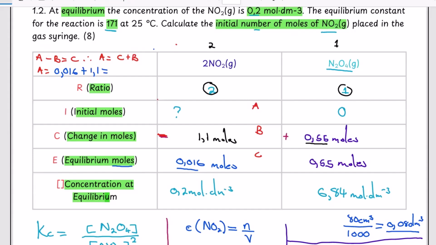If we add these two, let me quickly add this. It's 1,1, not 11, 1,1 plus 0,016. So it's a value of 1,116. Our final answer is going to be 1,116 moles. Those are the initial number of moles of 2NO2. Hopefully you understood and enjoyed the video. Thank you for watching.